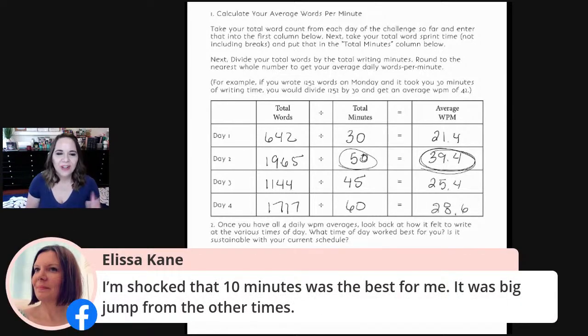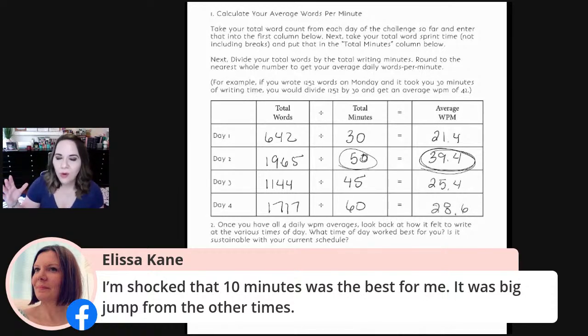Alyssa says, I'm shocked that 10 minutes was the best for me. It was a big jump from the other times. So that's exactly what we're talking about. Some of us will see that, and some of us will have the same, I think maybe it was Brooke who said, a lot of my times are kind of the same or similar. So maybe all of your times are in that 20-minute area, and maybe some of them jump way up or way above. If you have numbers that are pretty much all the same, then what you want to do is look at the next factor.